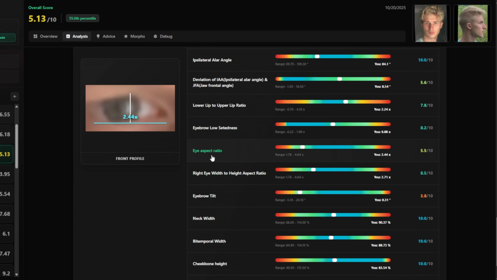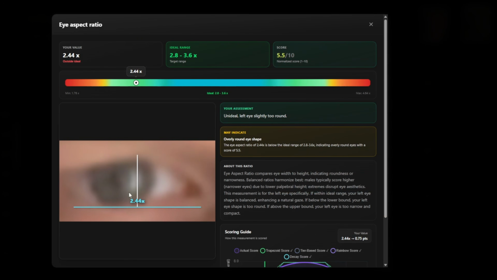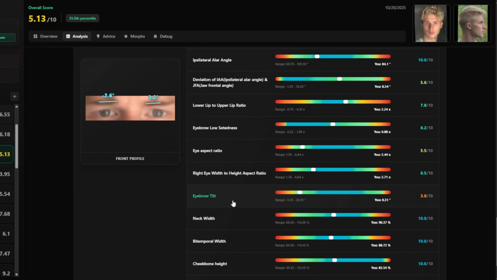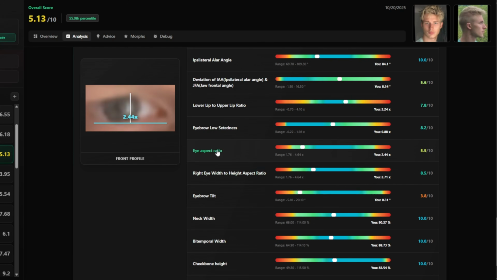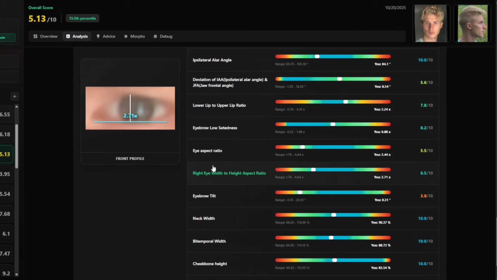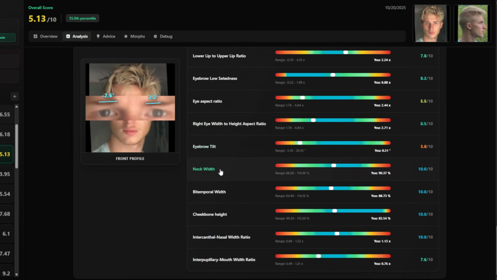Eye aspect ratio, a little bit on the lower side, which means his eyes are a bit rounder than ideal, not as narrow or hunter-like. But again, it's nothing crazy, although it is a little bit on the lower end, it's not a severe flaw. As we saw, it didn't come up on the severe flaws.